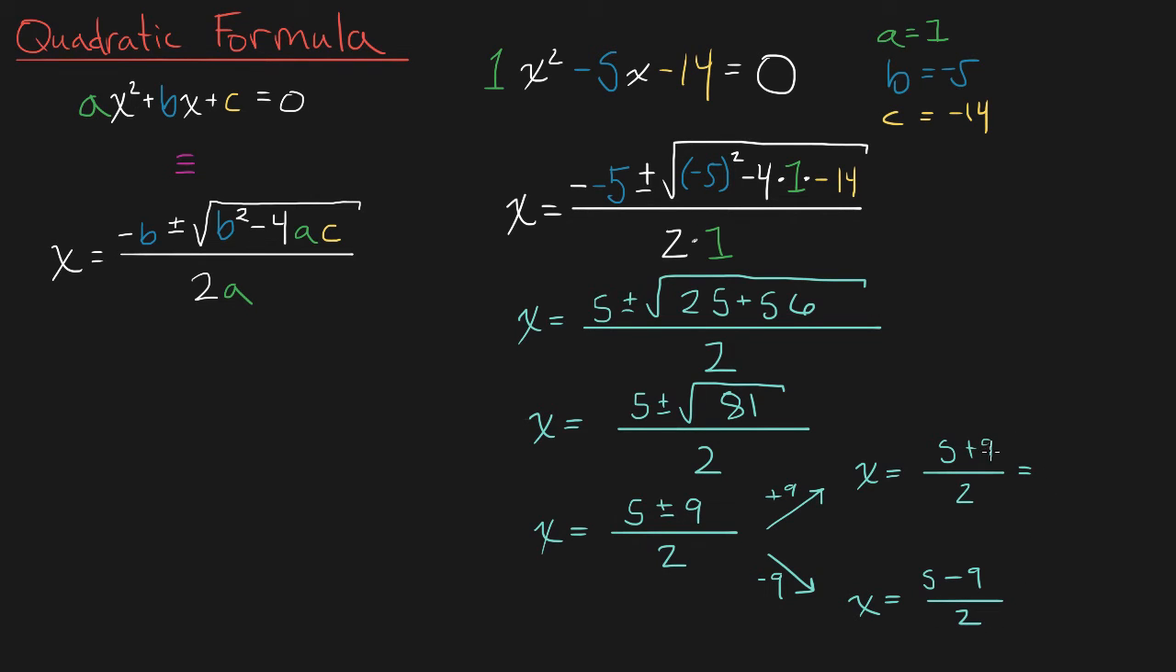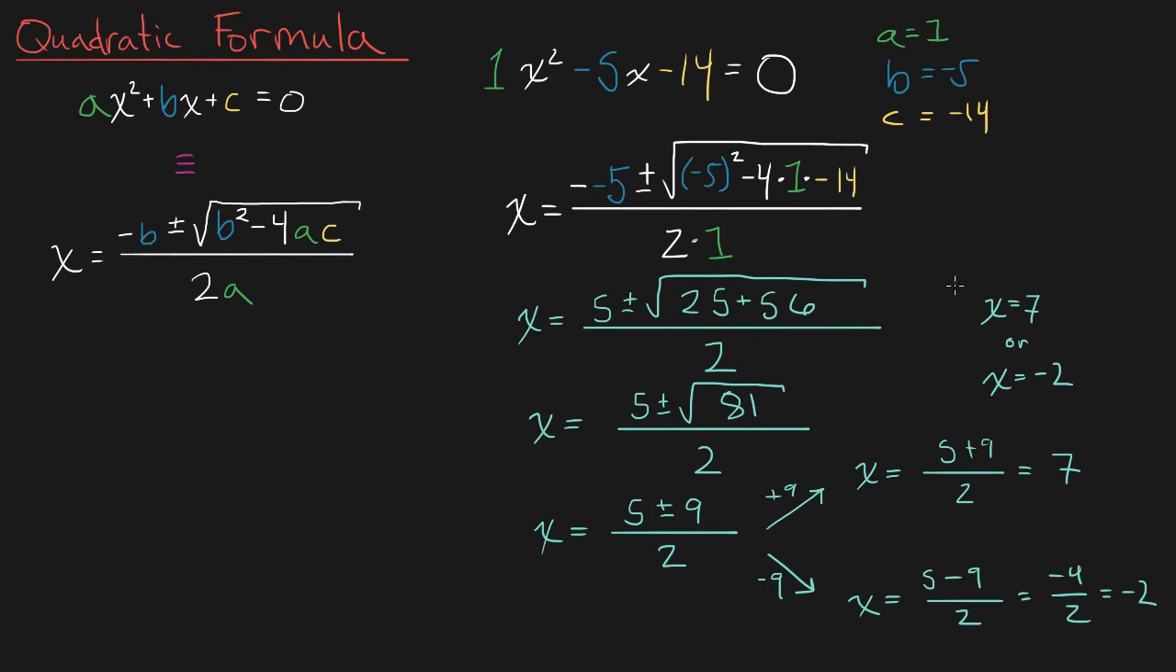And 5 plus 9 is 14, divided by 2 is 7. And then 5 subtract 9 is negative 4 over 2, which is equal to negative 2. And so these are my two solutions. These are the two values that x can take in order to satisfy this equation. And so let me write out our solution set here. So that's x is equal to 7, or x is equal to negative 2.